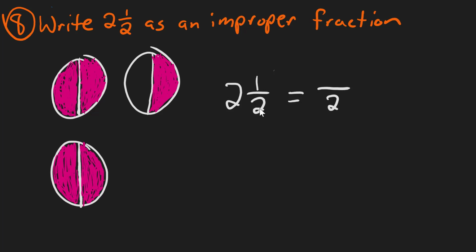So 2 times 2 is 4 plus 1 is 5. And so 2.5 written as an improper fraction is 5/2.